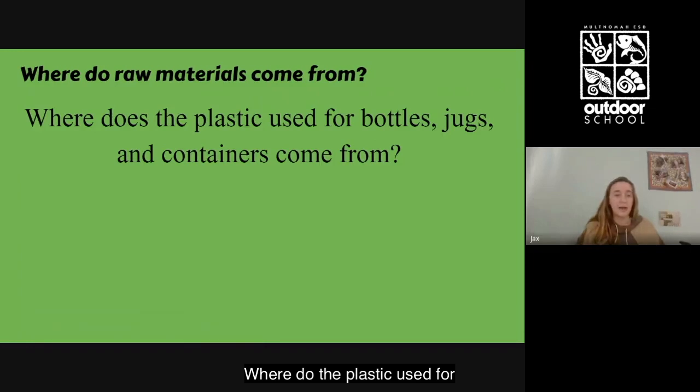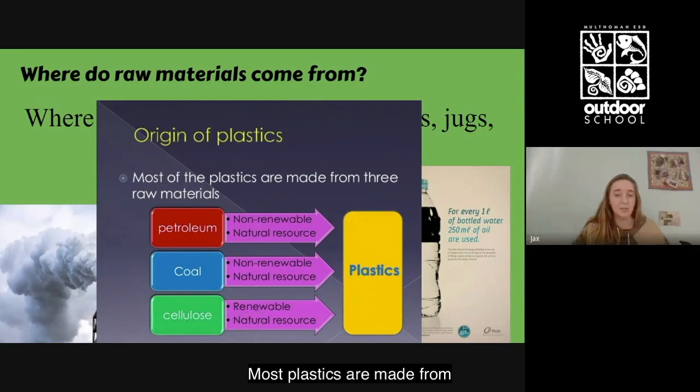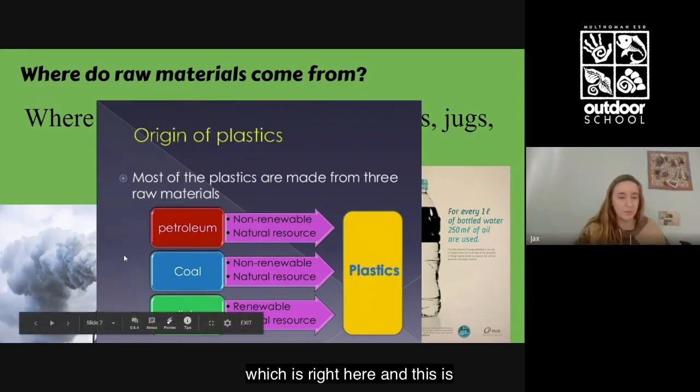Then take a second to pause. Where do the plastic used bottles, jugs, and containers come from? Most plastics are made from 3 raw materials. The first is petroleum, which is right here.